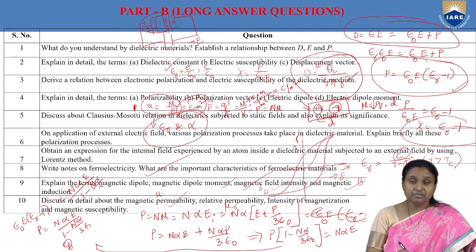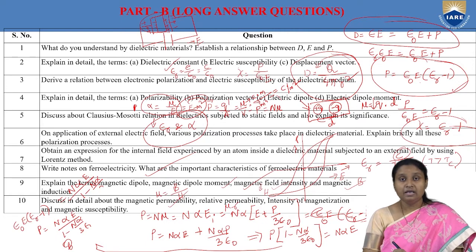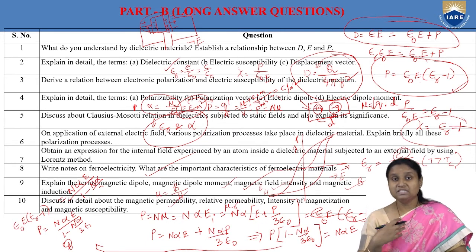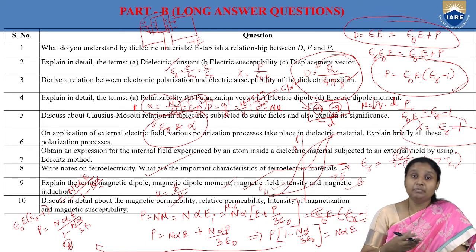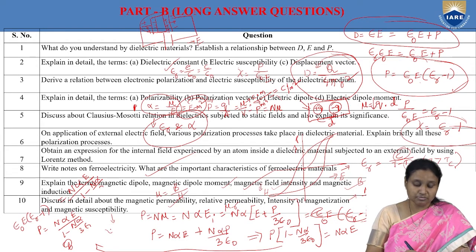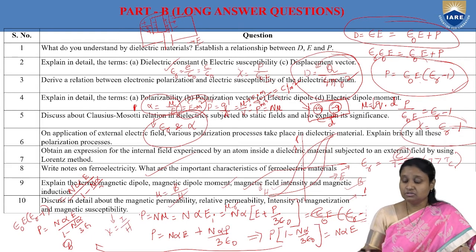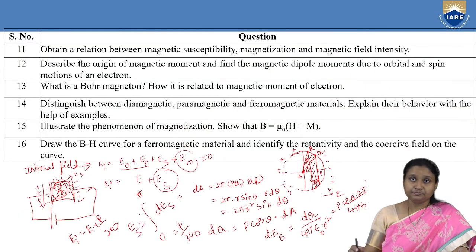Coming to magnetic permeability, it is taken as the ratio of magnetic induction to the magnetic field intensity, and it also denotes to what extent a material allows or penetrates the magnetic lines of force. Then intensity of magnetization is defined as the induced magnetic moment per unit volume of dielectric. And susceptibility is taken as the ratio of intensity of magnetization to the magnetic field intensity.